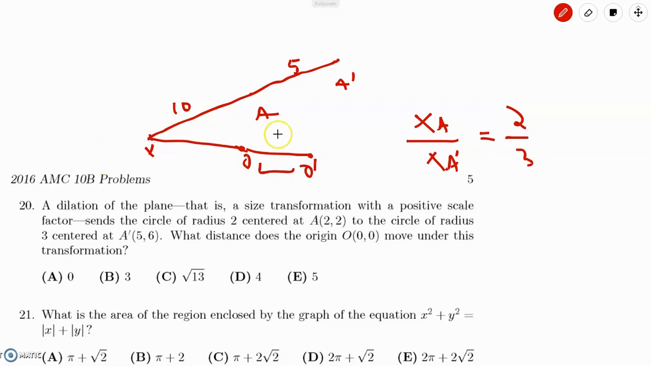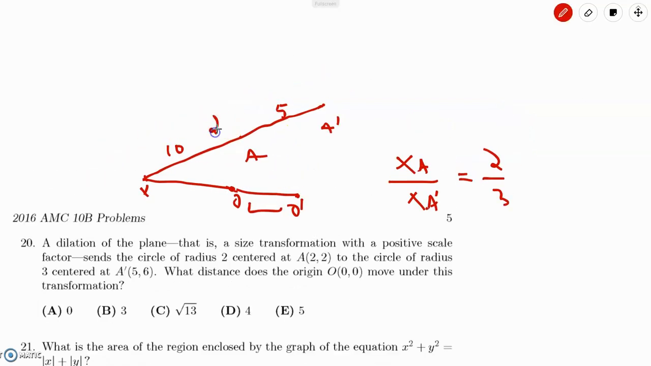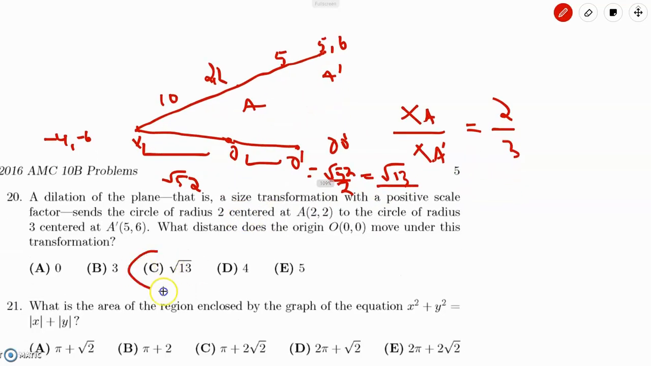So we can just use coordinates to find the value of X. So this is (2, 2). This is (5, 6). Then the value of X is equal to (negative 4, negative 6). And so that means XO is equal to root 52. And OO prime, since this is a dilation, OO prime is equal to root 52 over 2. As we saw here, AA prime is equal to XA over 2. So OO prime is equal to XO over 2. And root 52 over 2 is equal to root 13. So that's our answer.